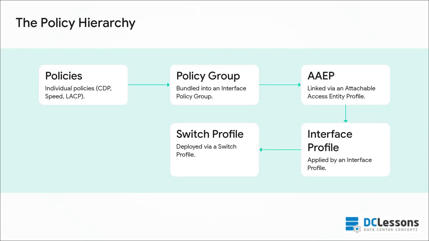And this right here illustrates the entire flow perfectly. You can see how we build from the ground up. We start with those small individual policies, CDP, LACP, you name it. Then we bundle those into a reusable policy group. That group gets linked to a domain through an AAEP. An interface profile then applies that whole bundle to specific ports. And finally, a switch profile deploys that entire configuration to the actual physical switches. It's just a beautifully logical process.